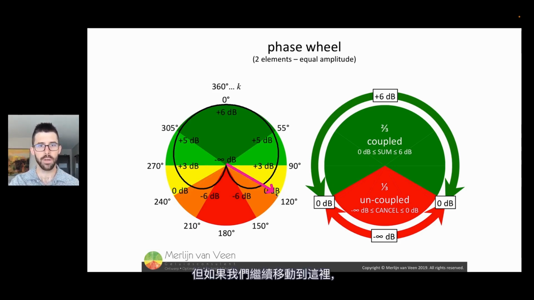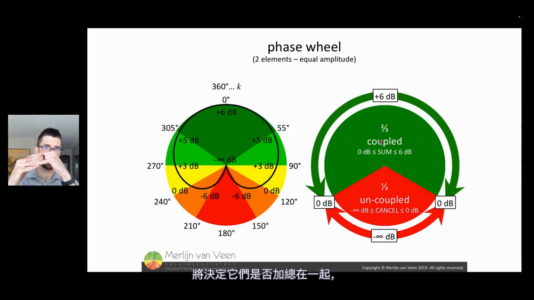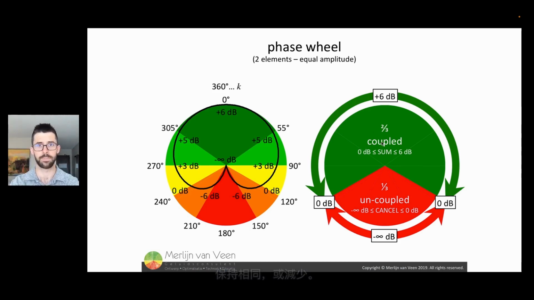But if we keep moving around here and we get completely out of phase, or 180 degrees offset, we get complete and total cancellation. So we have this gradient in between also. So it's plus 6 dB, we go here to 90 degrees, you get 3 dB, then it's stalemate, some cancellation, and now complete and total cancellation. So it depends, the phase relationship between two different frequencies or two different waves will determine whether they sum together, stay the same, or get reduced.